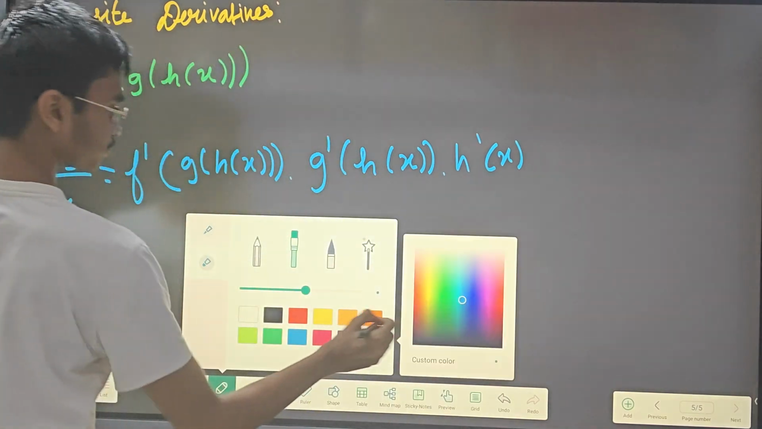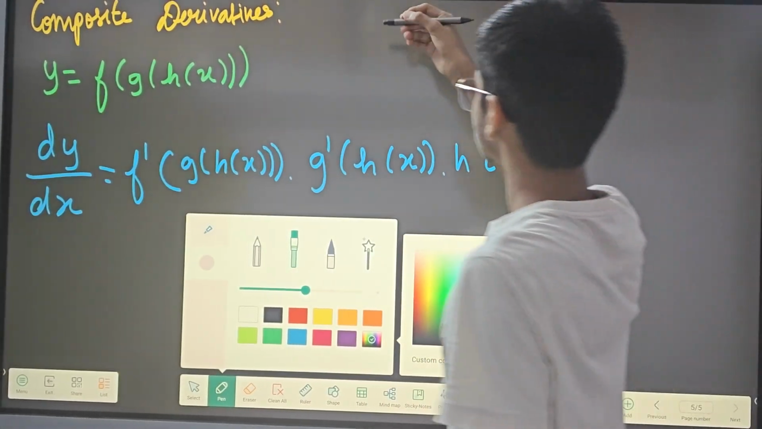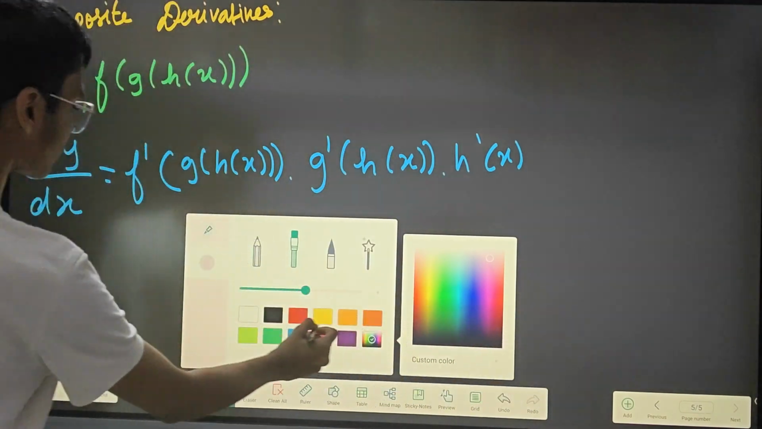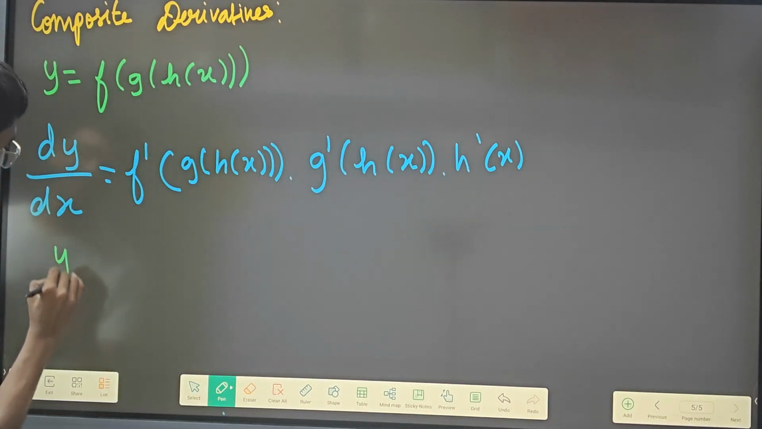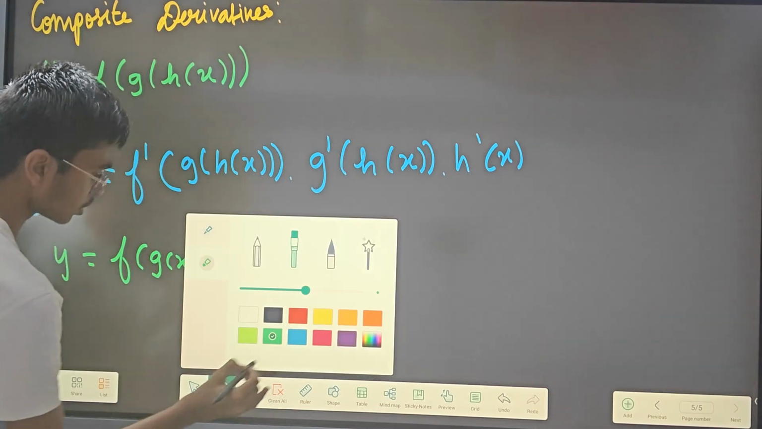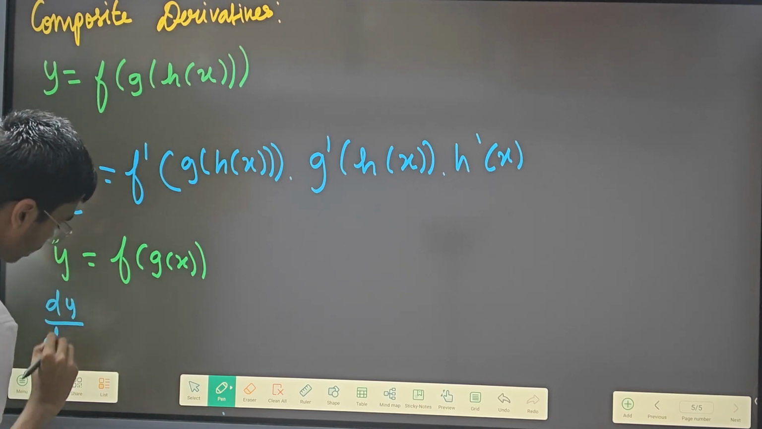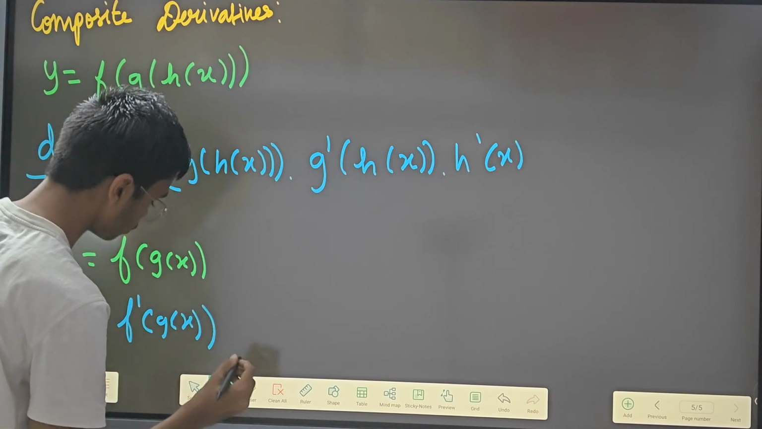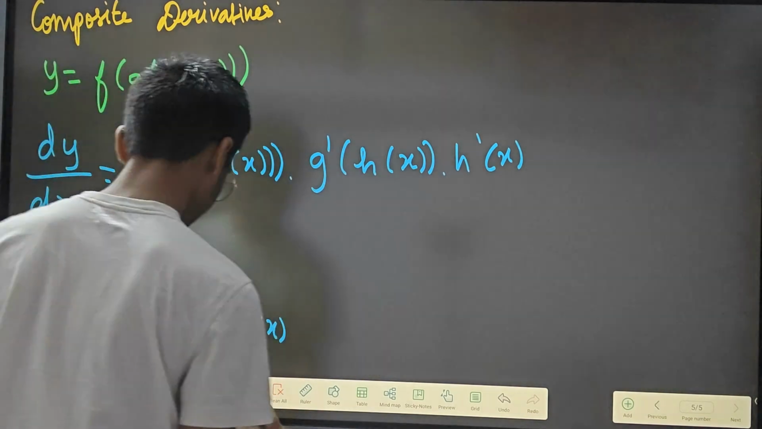For an example, mostly they will not give you 3. If they have given you 3, then use it. For 2, y is equal to f of g of x. Then dy by dx is equal to f dash of g x into g dash x. That's it. We will do one sum, then you will be understanding this.